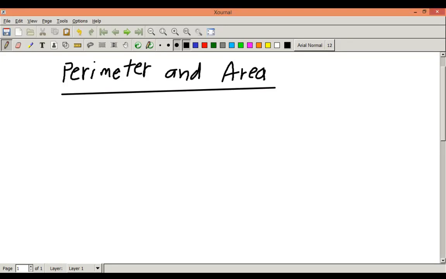All right. Hello, everybody. Let's take a look at the topics for the next 2 days. Topics that you probably know something about already: perimeter and area. So let me give you definitions of these, and then we'll do some examples.